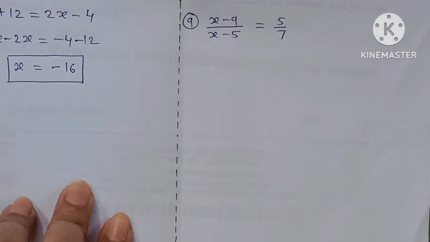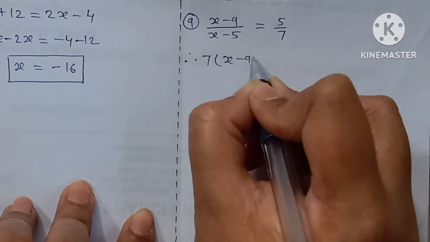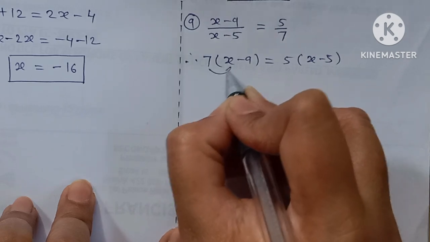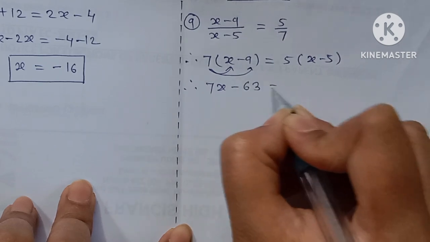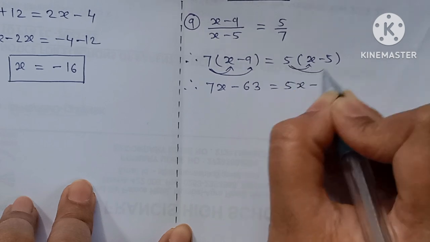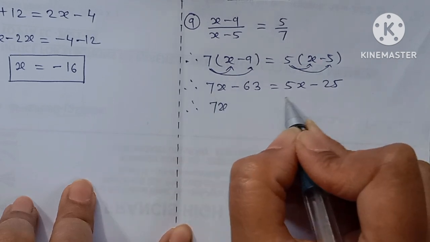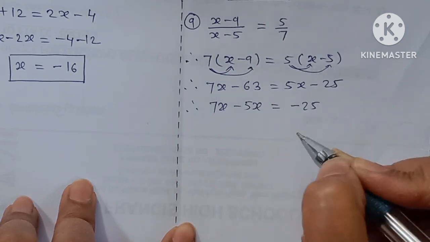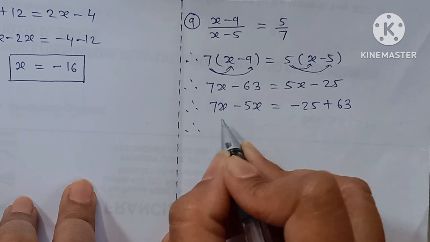Now next question. x minus 9 upon x minus 5 is equal to 5 upon 7. Cross multiplication. 7 into bracket x minus 9 is equal to 5 into bracket x minus 5. 7 into x, 7x minus 7 9s are 63 is equal to 5 into x, 5x minus 5 5s are 25. 7x as it is. 5x is positive. It goes to opposite side negative. Minus 5x. Minus 25 as it is. Here 63 is negative. It comes opposite side positive. 7x minus 5x.